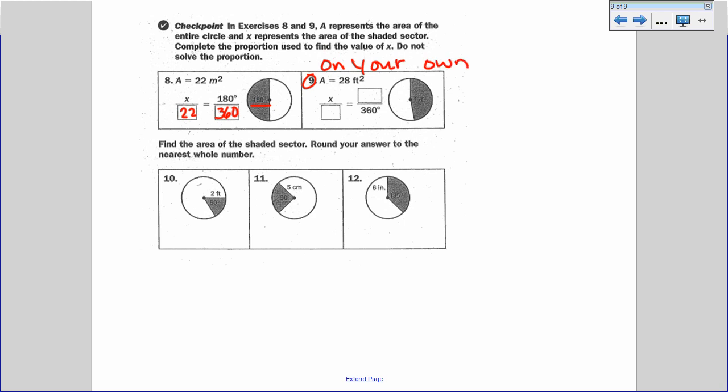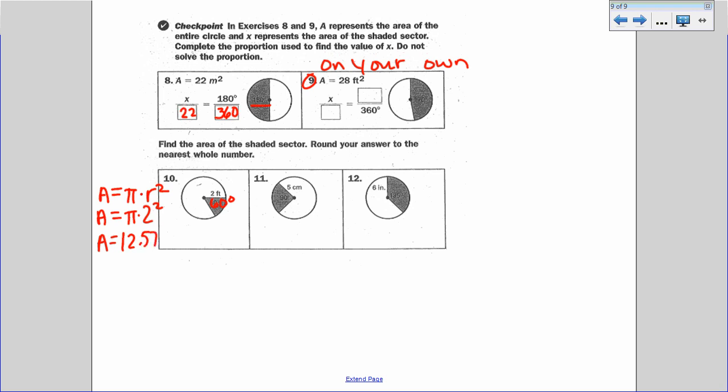Number 10, we're going to go through together here. This is 60 degrees, and we have 2 feet. So I have to find my area. My area is equal to pi times radius squared. So my area is equal to pi times 2 squared, or pi times 4, however you're typing that in. So I'm going to do pi times 4, and that gives me 12.57. That's the area.